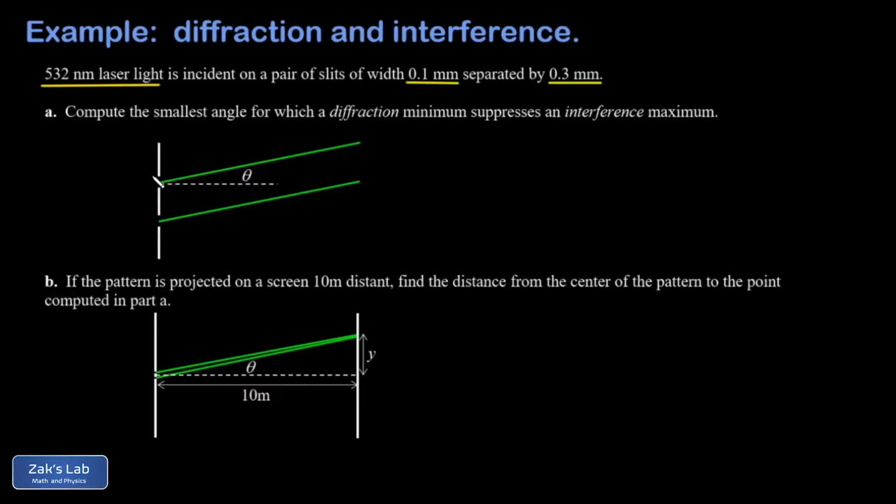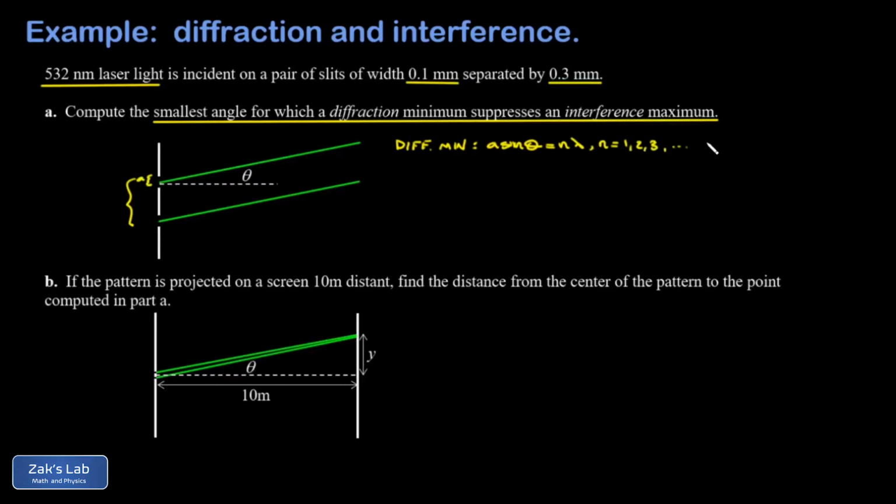And it's the actual slit width that causes the diffraction pattern, and then it's the slit separation that causes the interference pattern. And what we're looking for in part A is the smallest angle for which a diffraction minimum suppresses an interference maximum. And I'll post a link to where this formula was first derived, but we have a formula for where the diffraction minima occur. Those happen where a sin theta is equal to n lambda, where a is the slit width, and n is 1, 2, 3, and so on.